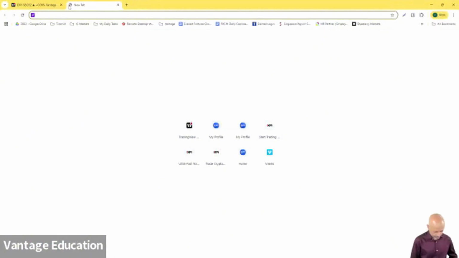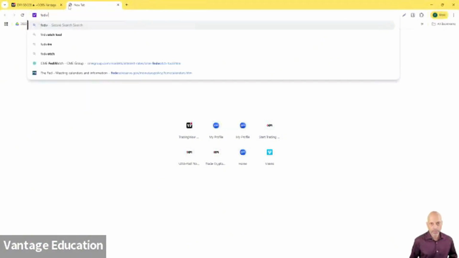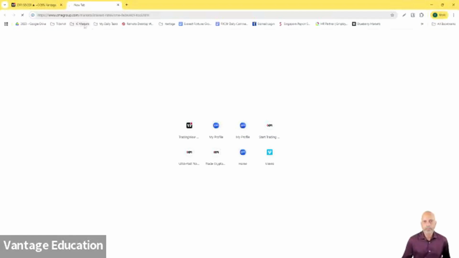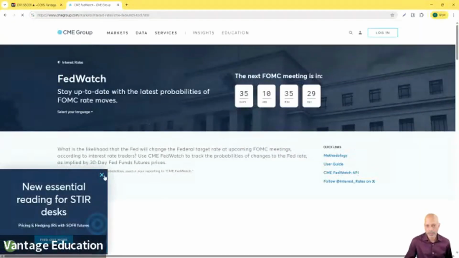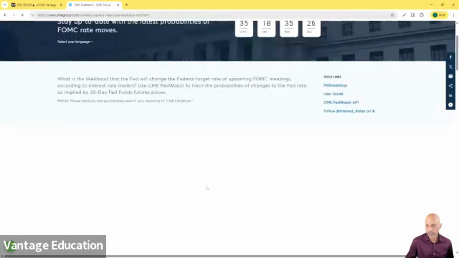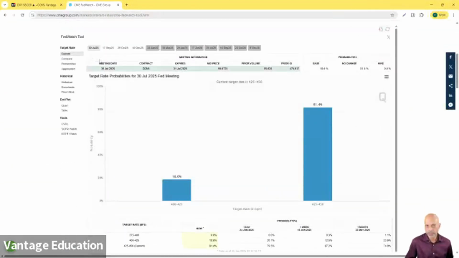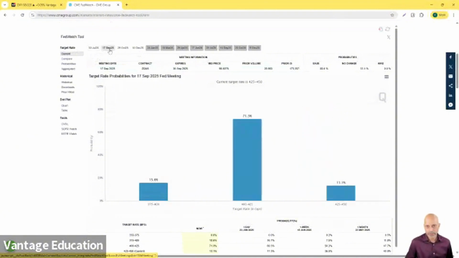Remember, the CME FedWatch tool, if you go to it, this is the FedWatch tool here. Not only does it give you the target rate probabilities for the most immediate meeting, which is concluding on 30th of July, we also have the target rate probabilities for the meetings concluding on 17th of September, 29th of October, and 10th of December. So it gives us a very good idea of what the Fed is expected to do at each upcoming meeting.